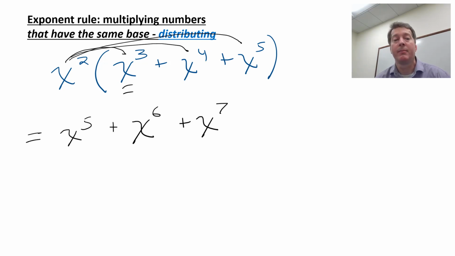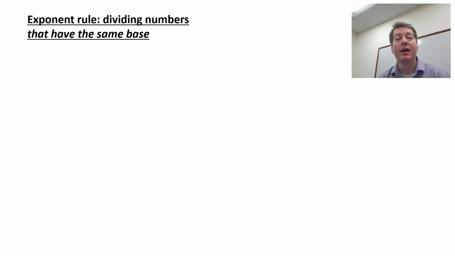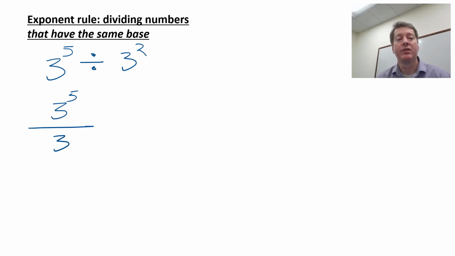That's distributing. And you're just applying the rule that when you multiply two numbers that have the same base but different exponents, you add the exponents. How about dividing numbers that have the same base? So suppose I had 3 to the 5th divided by 3 squared. That's the same thing as 3 to the 5th over 3 squared.